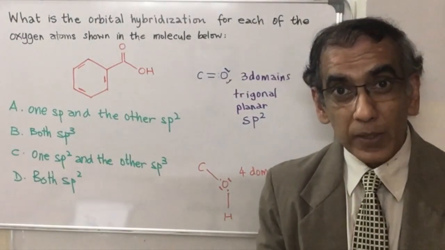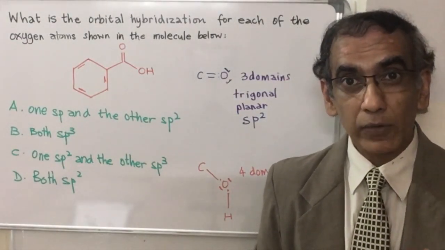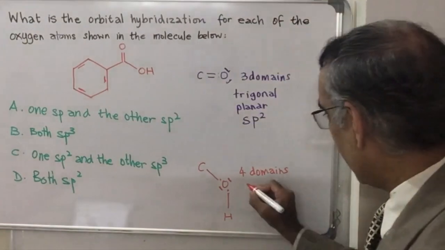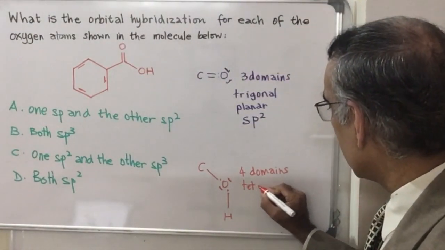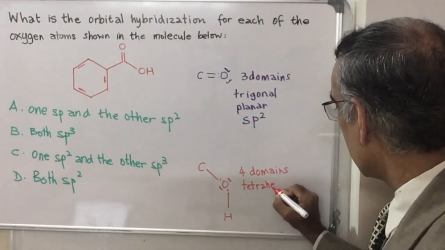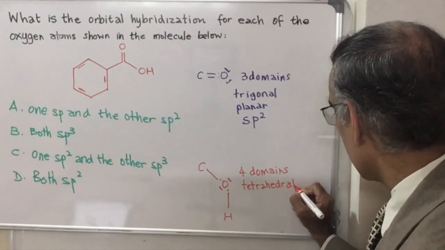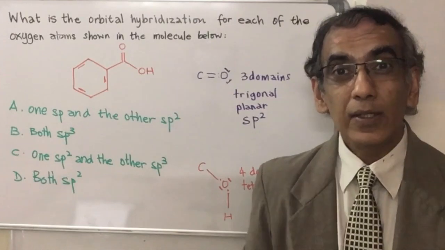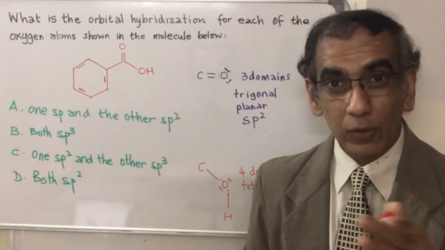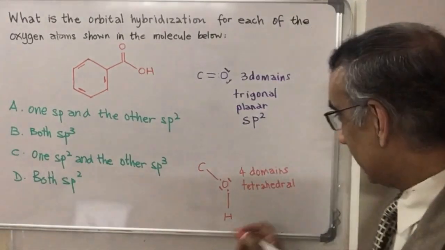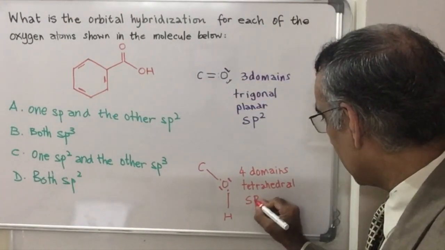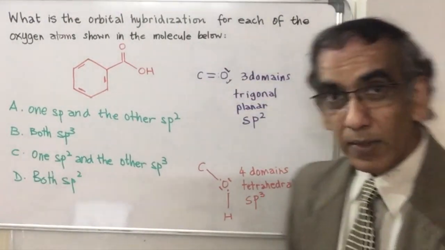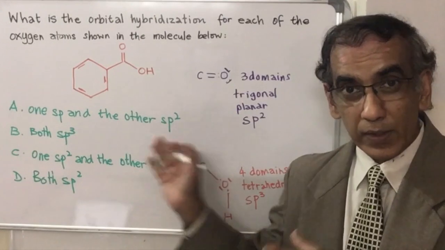And 4 domains means tetrahedral electron domain geometry. And when you have tetrahedral electron domain geometry, you have sp3 orbital hybridization. And this is all you need to arrive at the answer for this question.